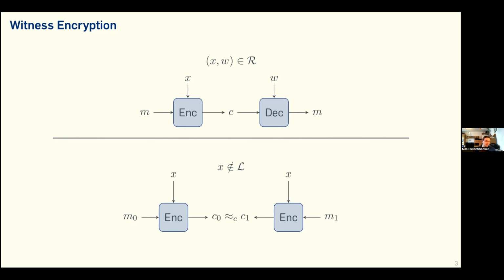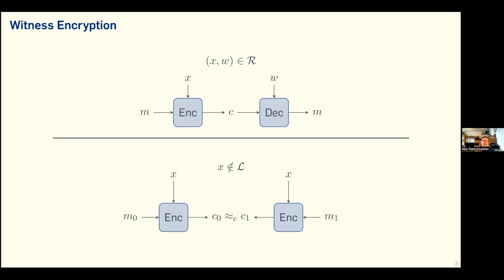If X is not in the language, then what witness encryption says is that if I have two different messages, M0 and M1, and I encrypt one of them towards a statement X, then the ciphertexts of M0 and M1 should be computationally indistinguishable. So nobody should be able to tell whether a ciphertext they get is an encryption of M0 or M1. The thing that is a bit weird at first glance is that security is only defined if X is not in the language.